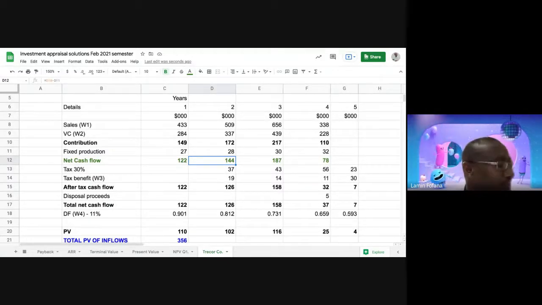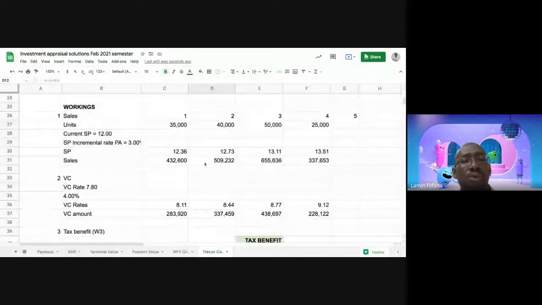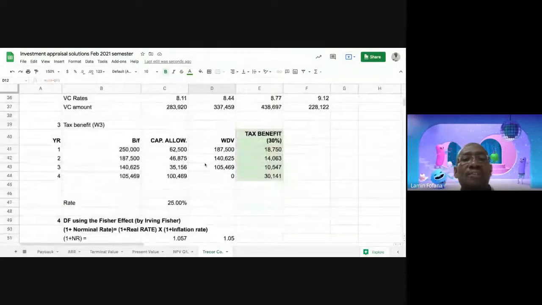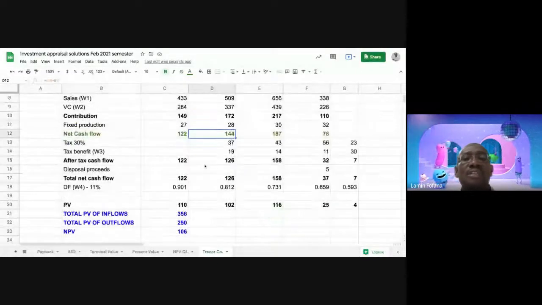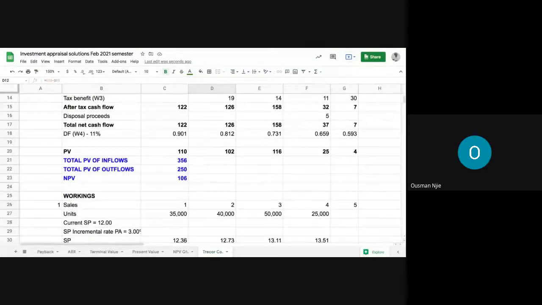Very, very simple. Then the C part will be to discuss the strengths and weaknesses of internal rate of return. So just spare me 15 minutes. We'll do internal rate of return, and then we will close for the day. And of course, we're going to close for this semester.